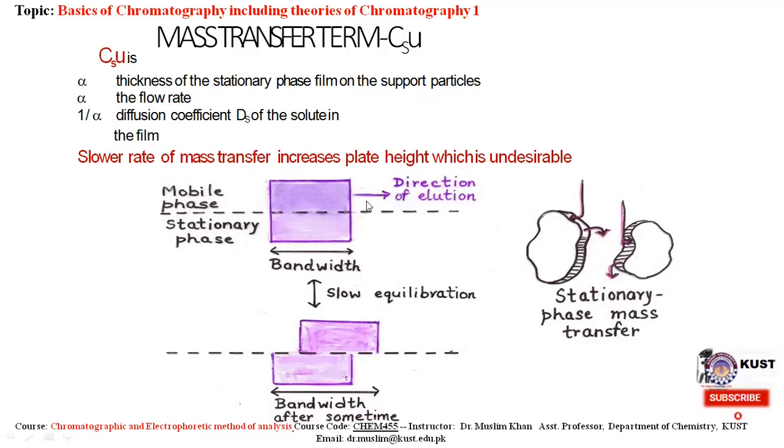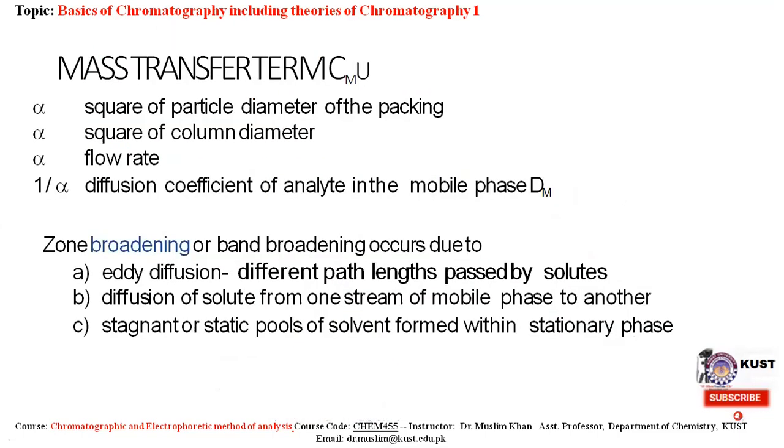So mobile phase, stationary phase, direction of elution is like this. There are pores in the particles in which this mobile phase is stuck, and band broadening occurs because of this stagnant mobile phase. So this mass transfer we have discussed. Zone broadening or band broadening occurs due to eddy diffusion, different path lengths passed by the solute, and diffusion of solute from one stream of mobile phase to another, stagnant or static pools.